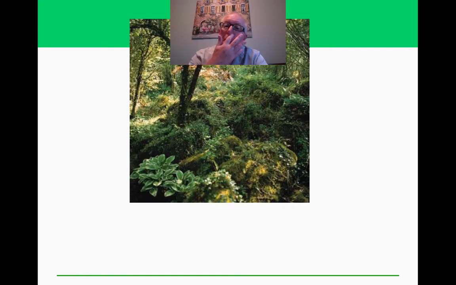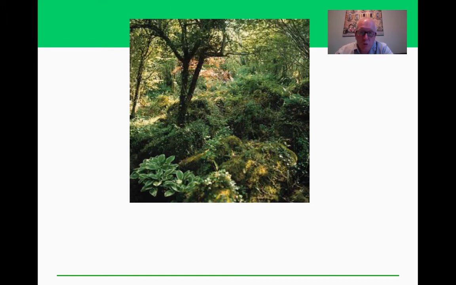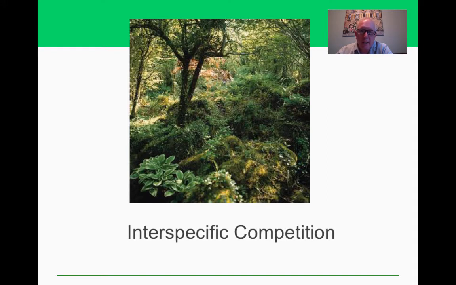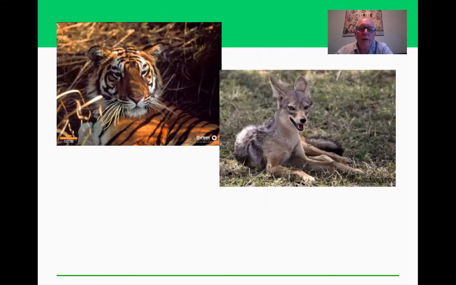Okay, here's another one that you can think about. This would also be interspecific competition. Here the plants are all competing for the sunlight. And you can see that in your backyard if you've watched your plants compete for sunlight. You might be able to look into this picture and see other relationships between species, but there's a big one right there.